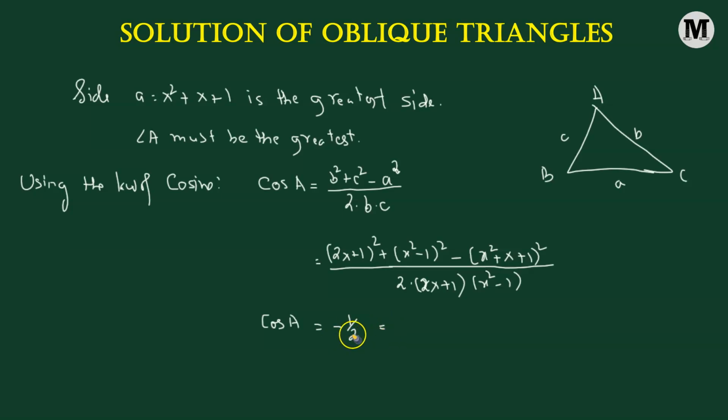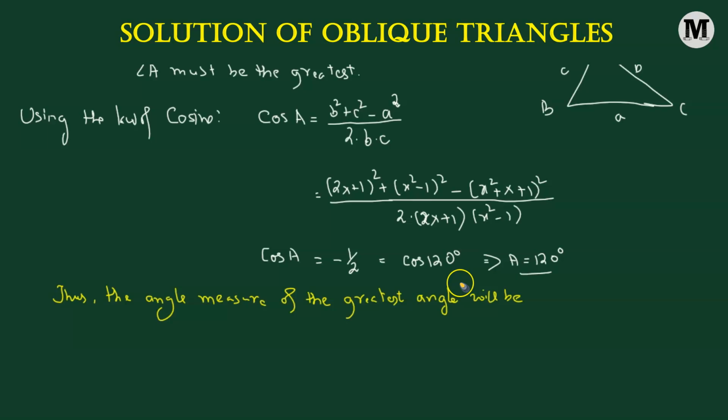Now when do we get cosine equal to negative 1/2? Whenever we have cosine of 120 degrees, that corresponds to negative 1/2. So we have obtained the value of a: a comes out to be 120 degrees. So this is going to be the angle measure of the greatest angle, which is 120 degrees.